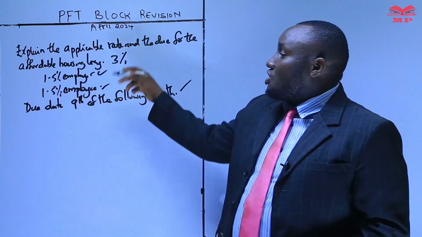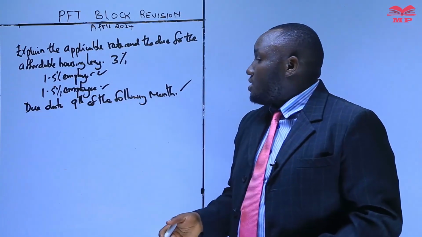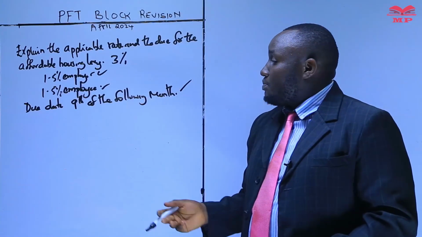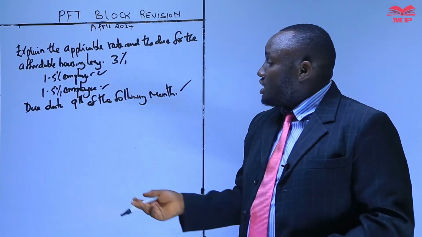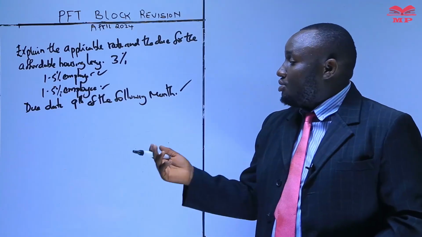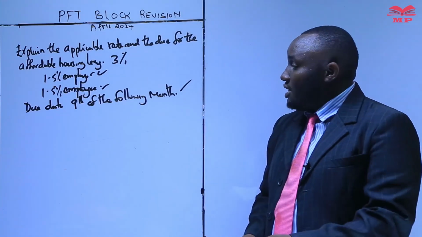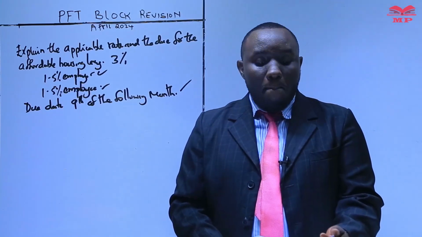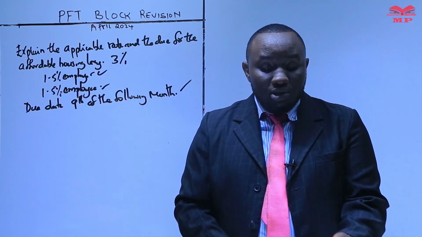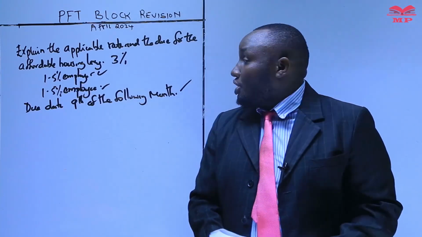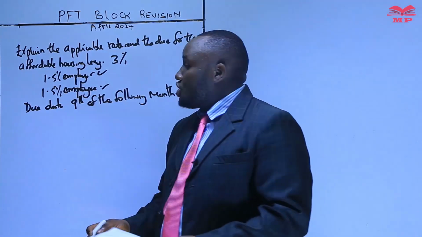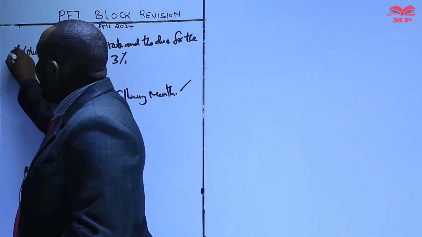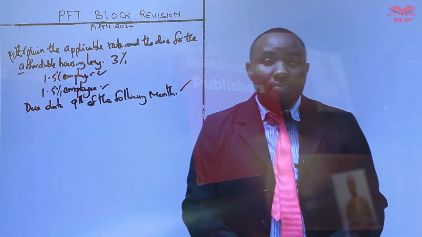So by saying 3%, we're just expounding 1.5% by the employer and 1.5% by the employee. That gives you the first part of it. The second part of it is the due date. And the due date, we have said, is 9th of the following month. And that is how we conclusively answer that question 3, Roman A.